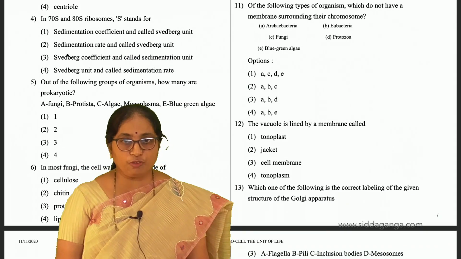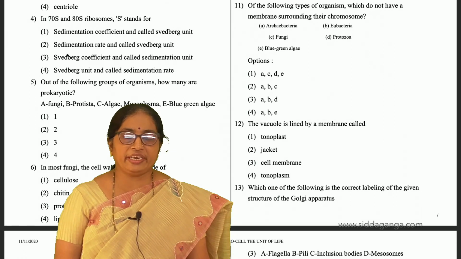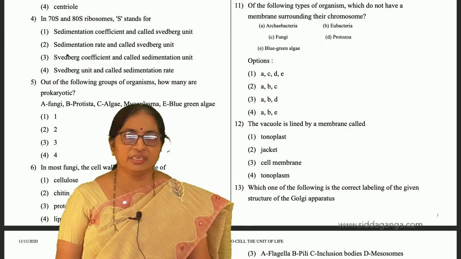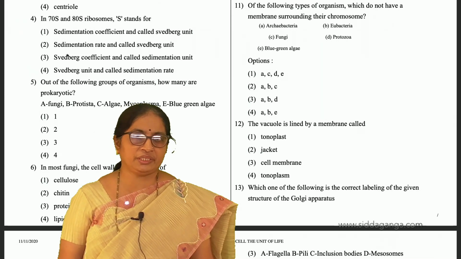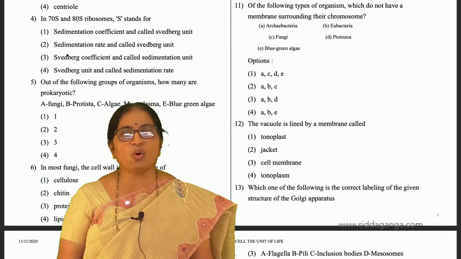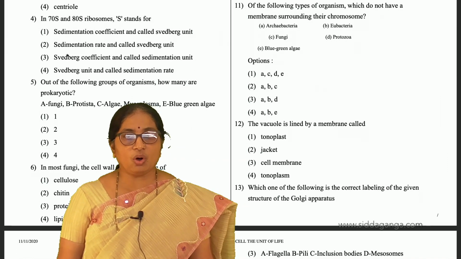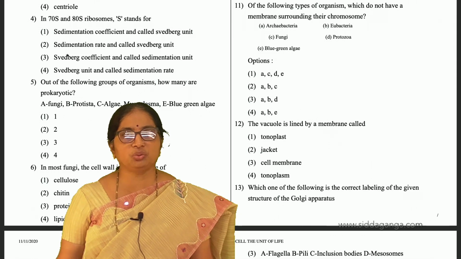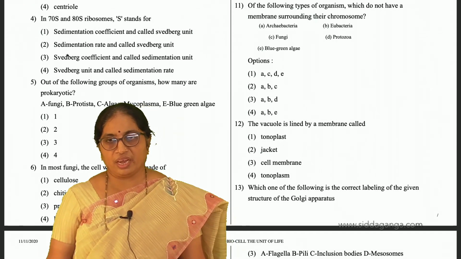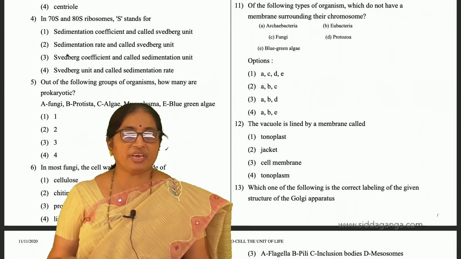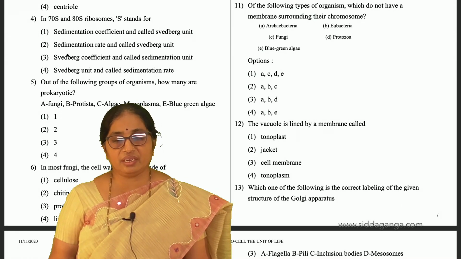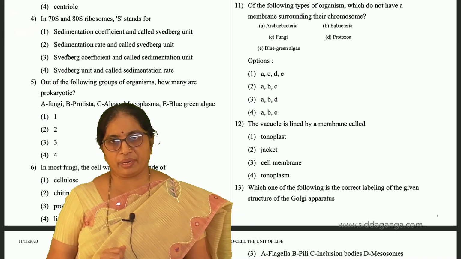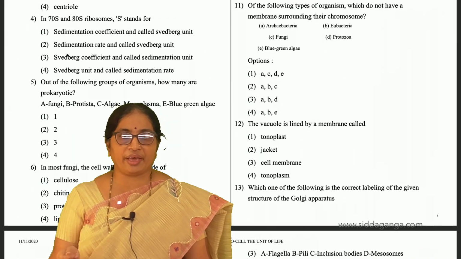Next question. Of the following types of organism, which do not have a membrane surrounding their chromosome. Chromosomes are present in the nucleus. Look at the question: instead of asking about the nucleus, they have asked about the chromosome, and the chromosome is present in the nucleus. So if the chromosome is not bound by a membrane, it means the nucleus is not bound by a membrane. That means it is a prokaryotic cell.